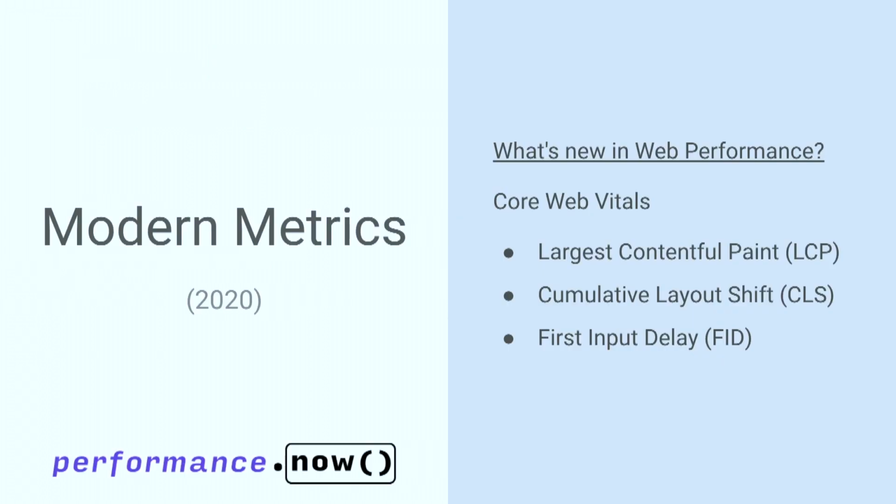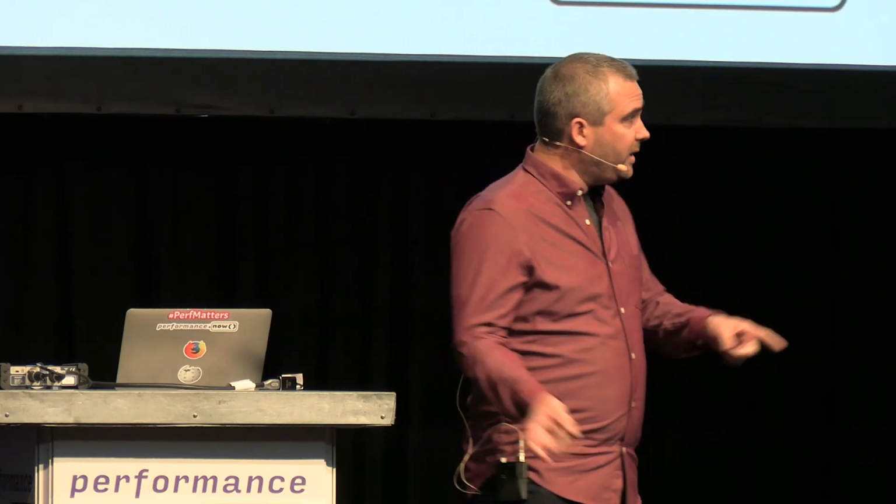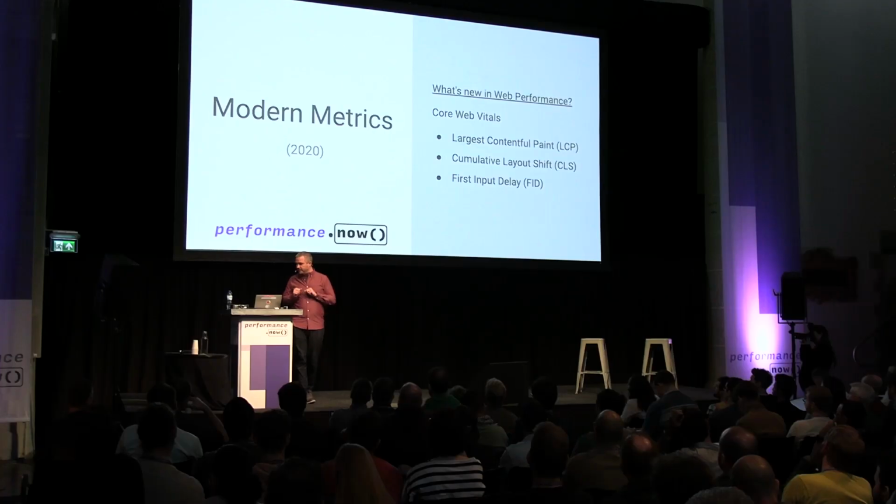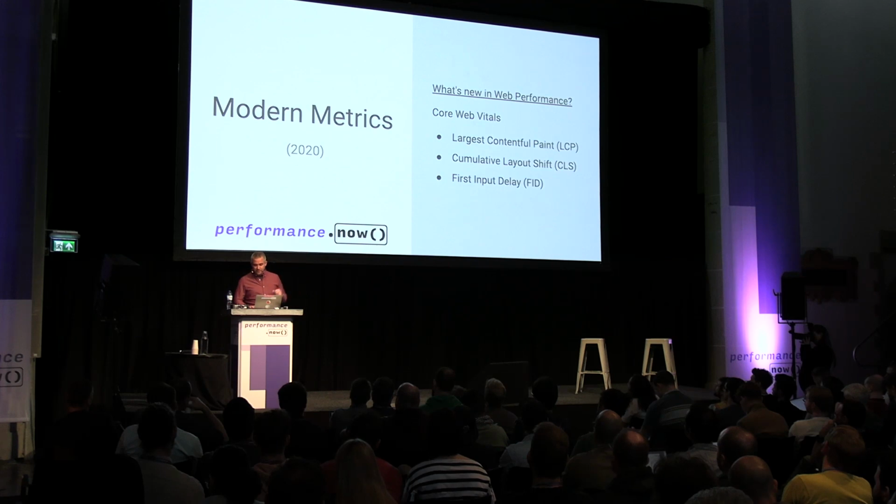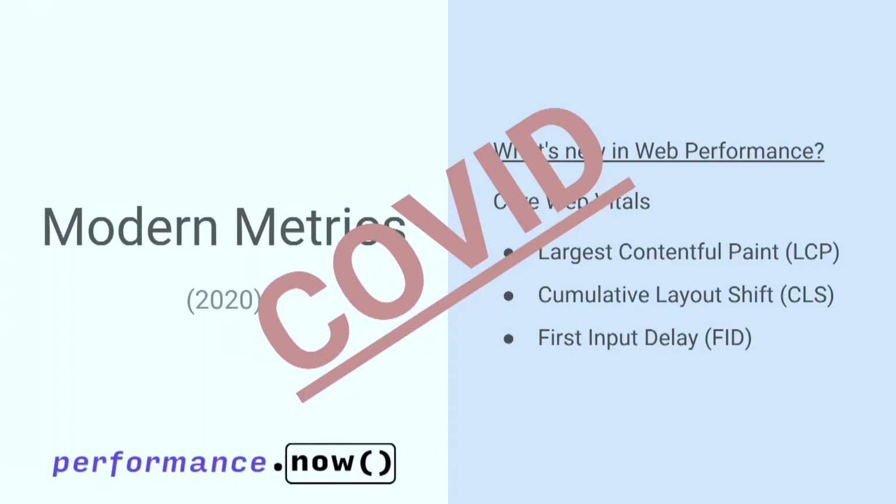So, what is new in web performance these days? I want to tell you a little story about some metrics called the Core Web Vitals. Don't know if you've heard about them yet. There's this thing called largest contentful paint, cumulative layout shift, first input delay. Brand new metrics that Google's talking about. May be interesting, we should take a look at them. Is what I would have said in 2020, had this talk originally gone forward 2 years ago, but as we know, what happened was COVID.